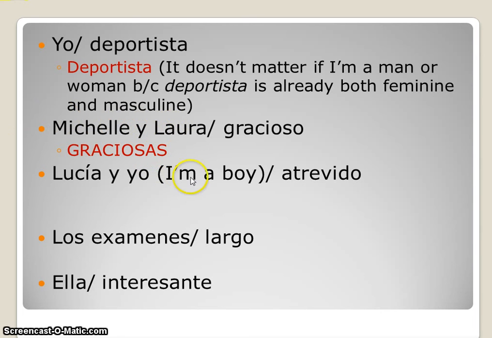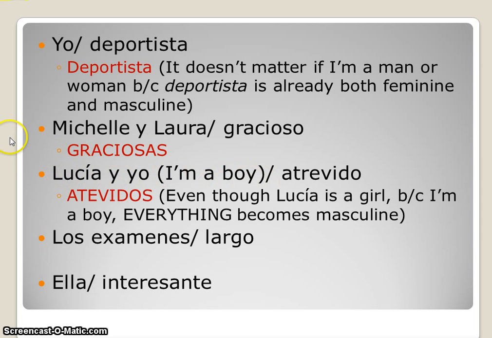Lucia y yo, and then I have here, I'm a boy. Atrevidos. Number 1, Lucia and I is 2 people. That's more than one person. That's where my S is coming from. And then since I put here that I'm a boy, even though Lucia is a girl, remember that when you add one masculine thing to a group of girls, everything becomes masculine.